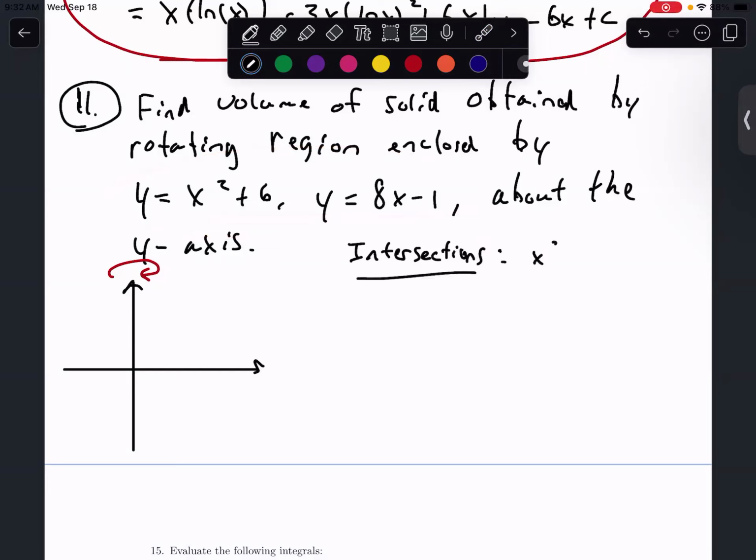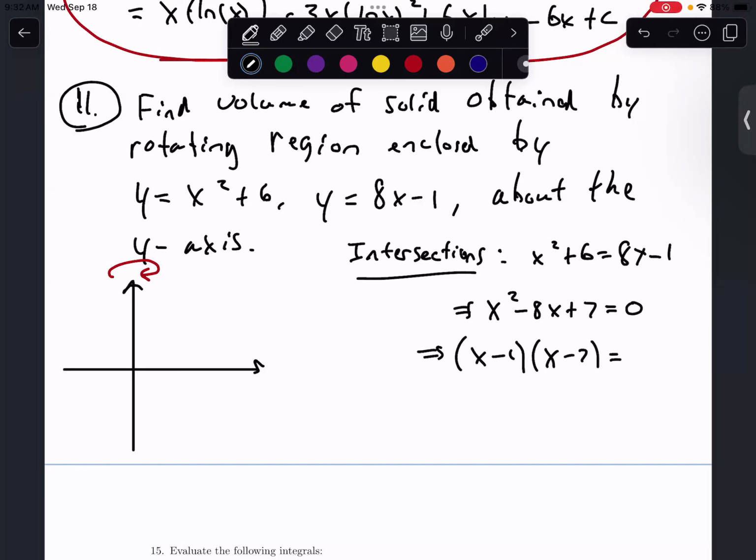So we have x squared plus 6 is equal to 8x minus 1. And then we just solve for x. So this is the same thing as having x squared minus 8x plus 7 is equal to 0. You can factor the quadratic in the following way. So this is the same as x minus 1 times x minus 7 is equal to 0. And so this tells us the points of intersection are going to be x is equal to 1 and x is equal to 7.